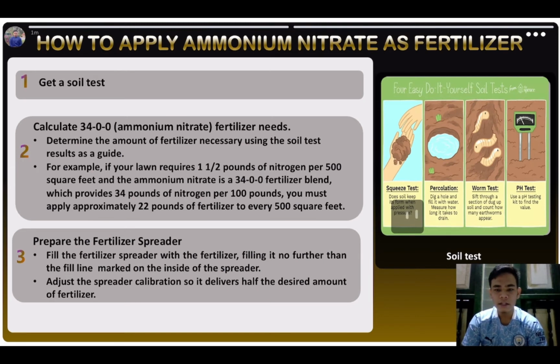And then we have the worm test. The worm test is to check whether your soil is not too acidic or alkaline.